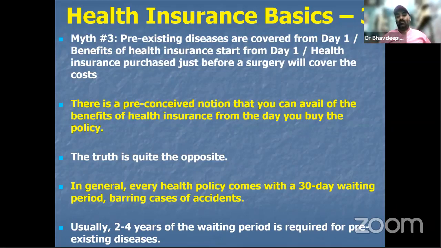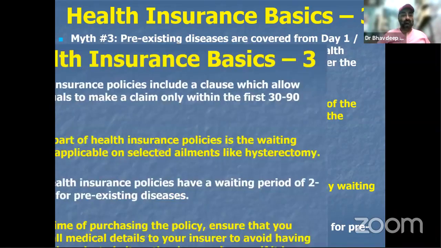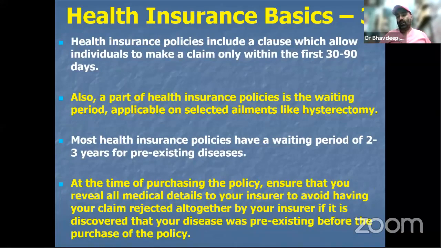So the truth is the opposite. Mostly, as I mentioned earlier also, they come with a 30-day waiting period. Not 1 month, not 28 days or 31 days, it is a 30-day waiting period. We discussed that yesterday. And for pre-existing conditions, we know 24, 36, 48 months are there. There are some policies which allow you to make a claim within the first 30 to 90 days for certain pre-existing conditions as well.